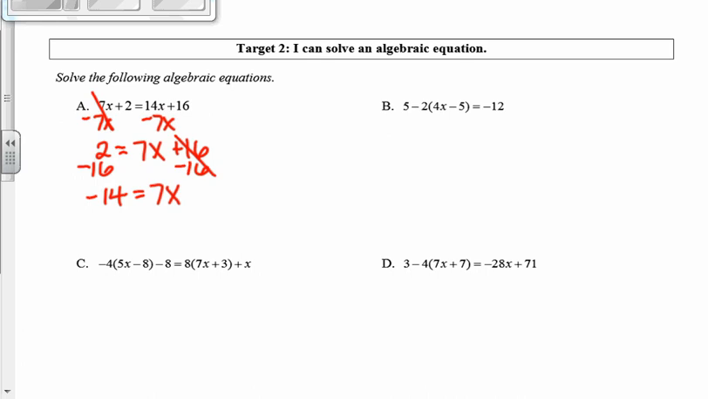Now I'm always thinking about how do I undo when it comes to solving equations. So I want to undo this 7. So when we write 7x, that means 7 times x. So to get rid of the multiplication, we're going to do the opposite, which would be division. And then negative 14 divided by 7 is negative 2 equals x.